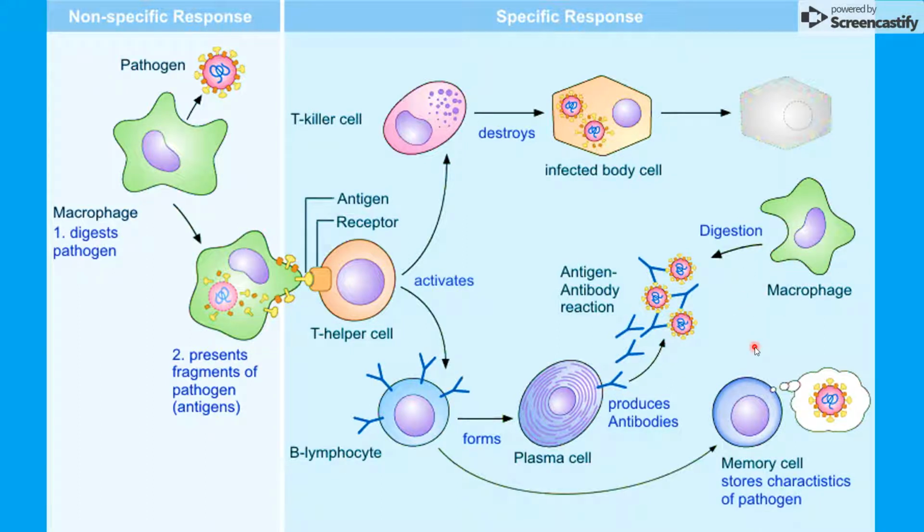Also produced are memory B cells, white blood cells that can facilitate a much faster immune response in the event that the same invader attempts to strike again. These cells essentially memorize the characteristics of the pathogen and will search for that specific invader while they patrol the body.